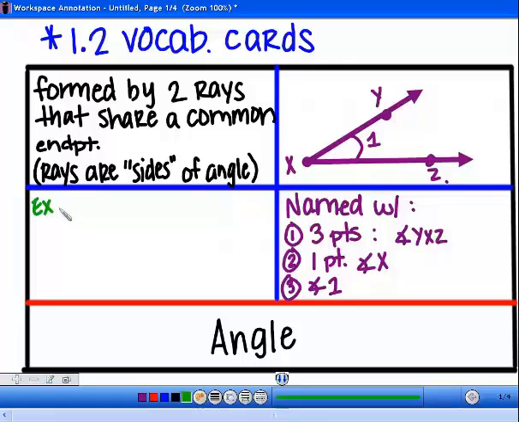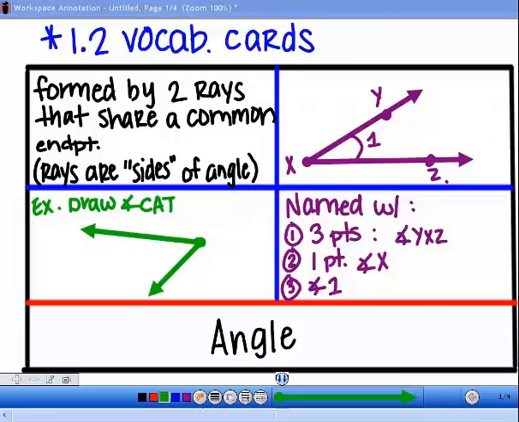If you were asked to draw angle CAT, there's several ways you could do that. It could open in any direction. I'm going to do it with 2 rays with a common endpoint. So I have an angle and they specifically want it to be called CAT. So that center letter A has to be this common endpoint. So I know that has to be A, and then C and T can be points anywhere on either of those 2 rays. So this one could be C, and this one would be the opposite, which would be T. So this would be angle CAT.